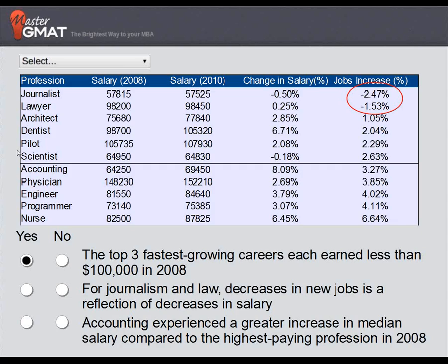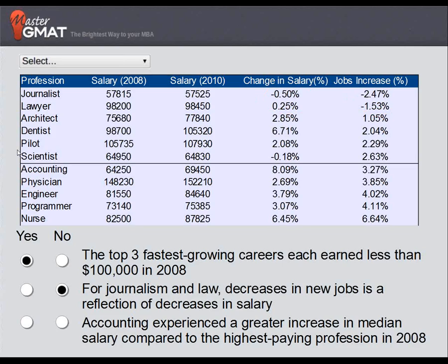The question is asking us, is this a reflection of decreases in salary? Let's mosey on back to column 4, and let's pay attention to the percent change in salary. Circle that for you now. So pay attention. Journalism saw both a decrease in salary and a decrease in growth, but there's a little anomaly here. Law did not. Law actually had an increase in salary but a decrease in jobs. And so the answer to statement 2 is no. Okay, pretty straightforward. Just bubble in those radio buttons when you're taking the test.